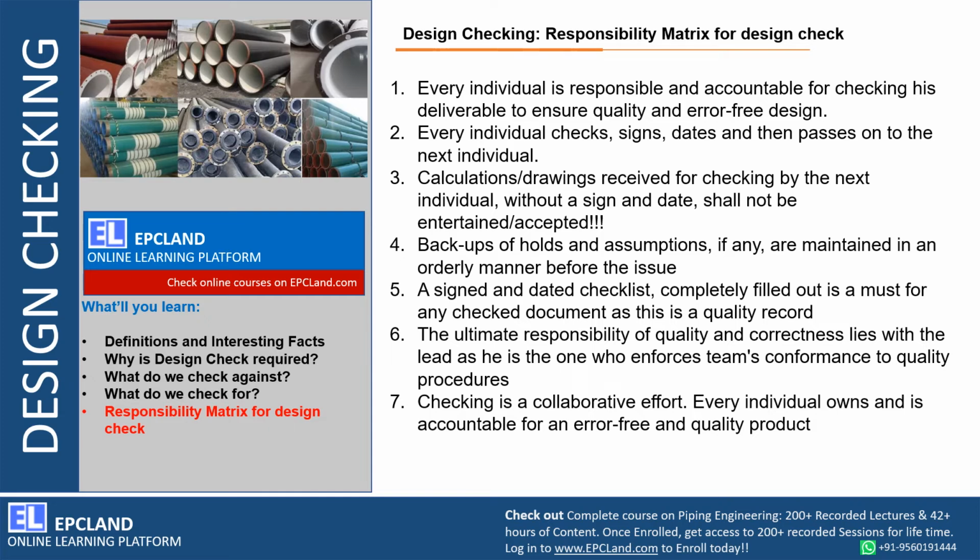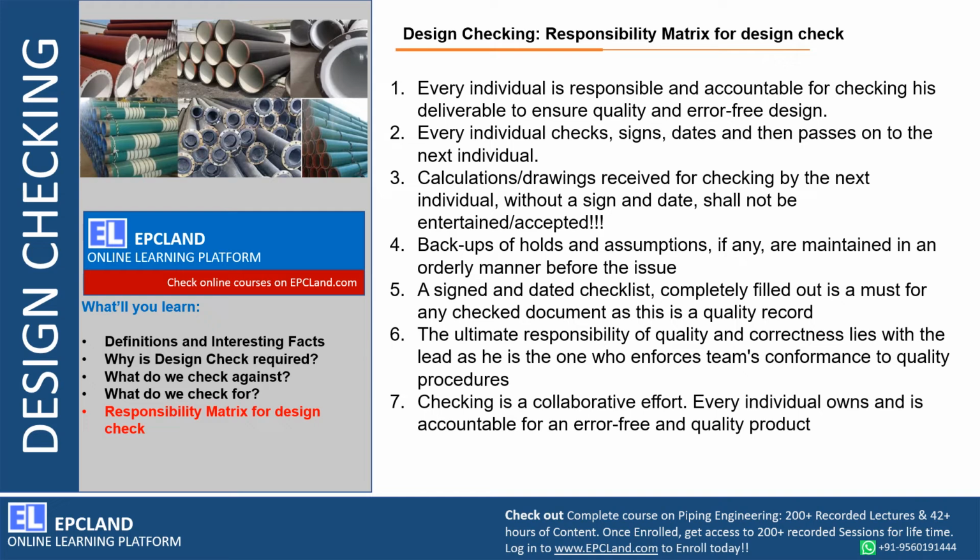Now design checking will demand a lot of effort, right? There will be a lot of stakeholders who will be responsible and accountable, right, for delivering and for checking also. So there should be a responsibility matrix which defines each individual's responsibility, and everybody knows who is going to check, who is going to deliver, who is going to sign it, right? So this defines who is going to check. Every individual needs to check, sign, date, then it passes to the next individual. So this cycle has to be defined, and that is defined in the responsibility matrix.